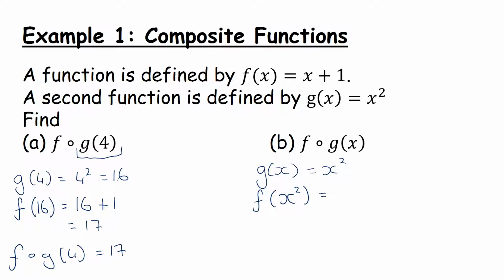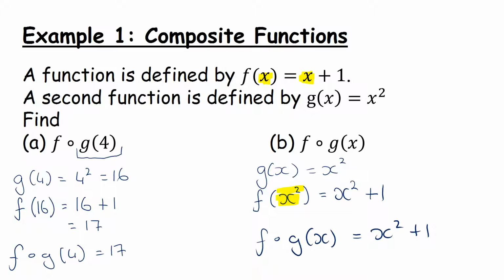So what that's telling us is that everywhere that we see an x in this, we're going to instead put in an x squared. So really we're going to be updating this piece here. So let's go with that. So instead of x, we're going to have x squared plus 1. And that's it. So f after g of x is equal to x squared plus 1.